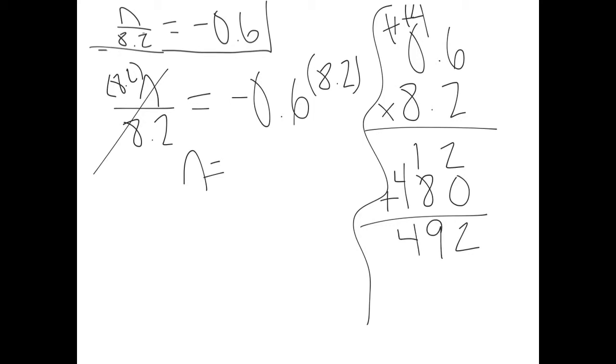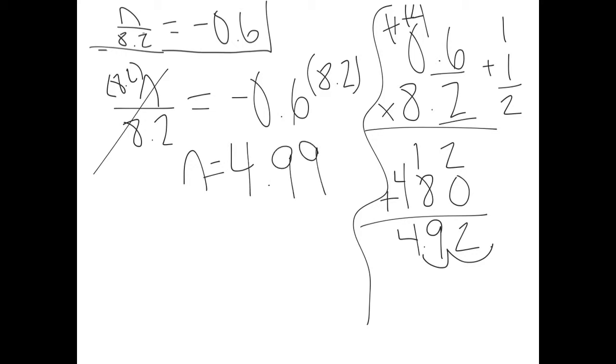And then we think, okay, well, there's 1 and 2. So 1 plus 1 gives us 2. So we have to move the decimal from here over 2 places. So n equals 4.9, 2. Oopsie. N equals 4.92.